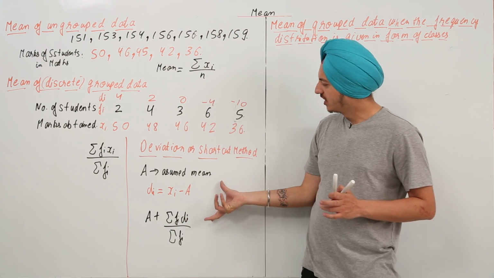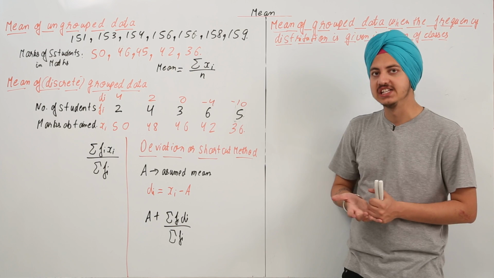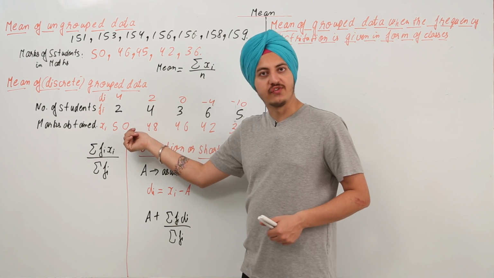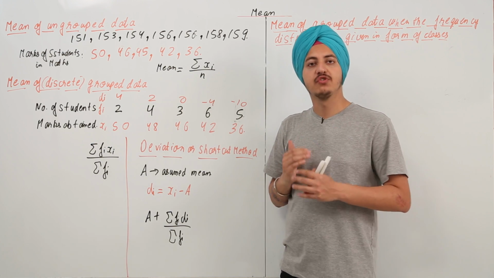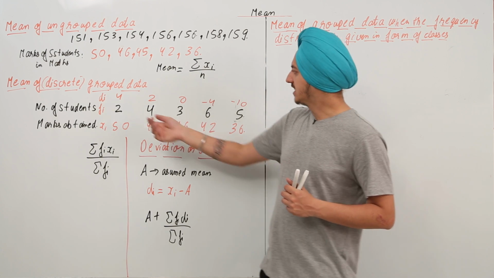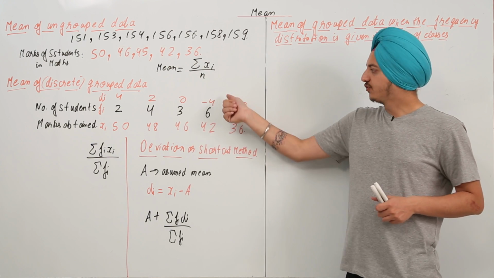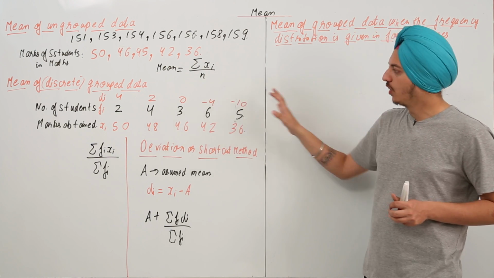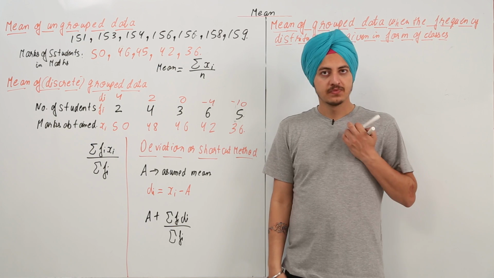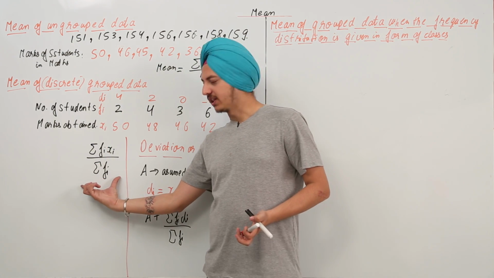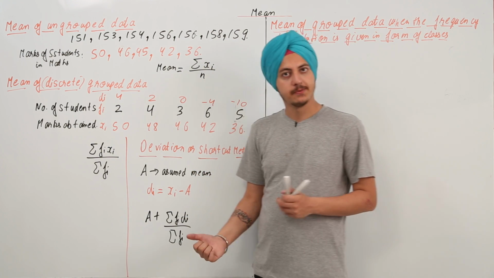Okay, now why do we follow this step deviation or shortcut method? We follow this method because the calculations in this method are very easy. Of course, to multiply 2 and 50, this gives us 100. Now to multiply 4 and 48, again a very big number, right? So instead of doing all of these calculations, we multiply 4 with 2, 2 with 4, 3 with 0, or minus 4 with 6, okay? So all these calculations are going to be very easy as compared to the direct method of calculating the mean. This earlier method is also called the direct method. This is the deviation or shortcut method, right?